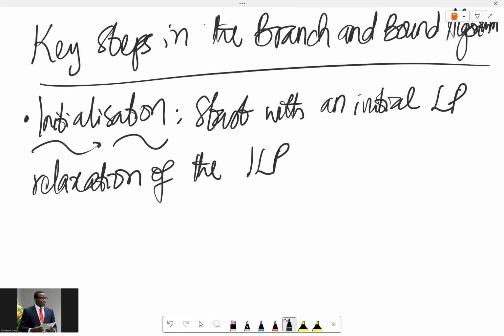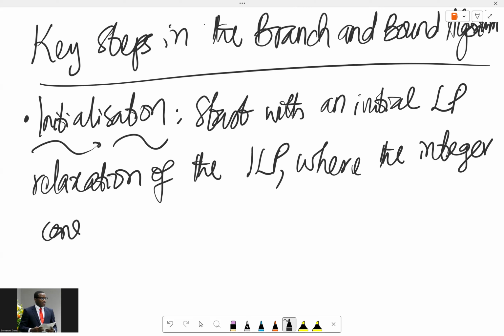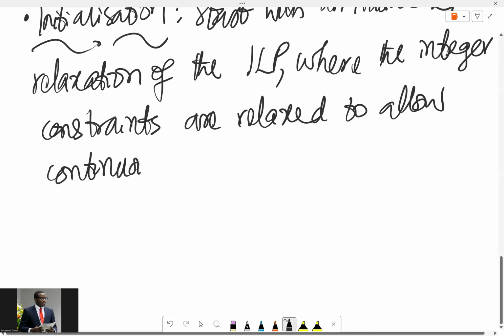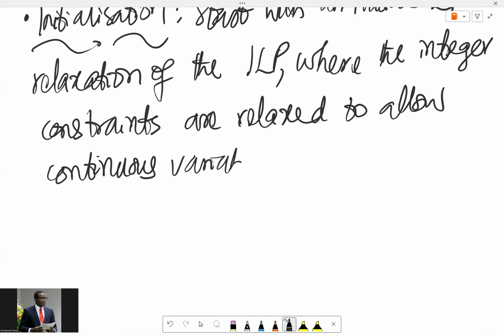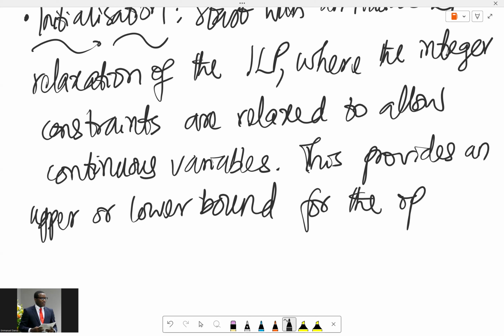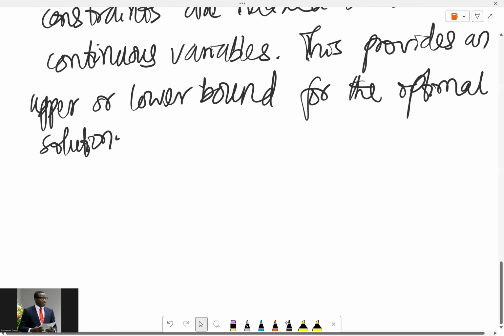So start with an initial linear programming relaxation of the integer linear programming where the integer constraints are relaxed to allow continuous variables. So first of all, forget about the integer constraint and get continuous solutions. Now, this provides an upper or lower bound for the optimal solution. So that's the initialization aspect.